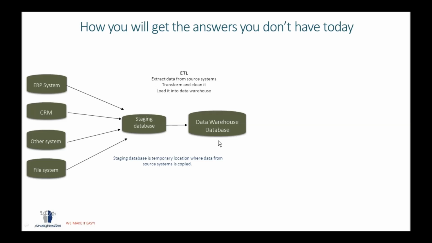Now, bear in mind that the data from these different systems you may have will remain intact as it is, because the data in these systems is the source for the data warehouse. So we do not modify or update or delete the data in the source systems. And this is why we have the staging database here, because this is where we do a lot of the data reorganization and data cleansing.